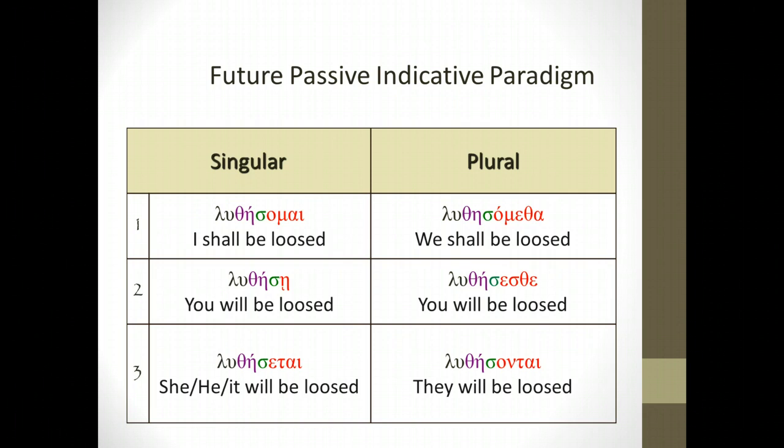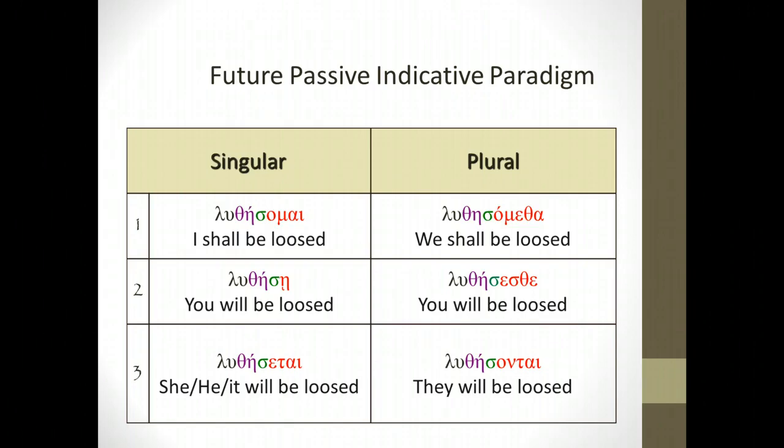So luthesomai is I shall be loosed. Luthese, you will be loosed. Luthesetai, she, he, or it will be loosed. Luthesometha, we shall be loosed. Luthesesthe, you will be loosed. And then luthesontai, they will be loosed.